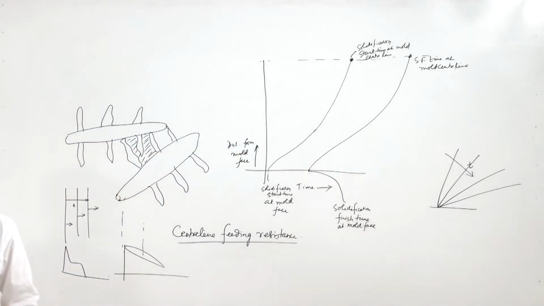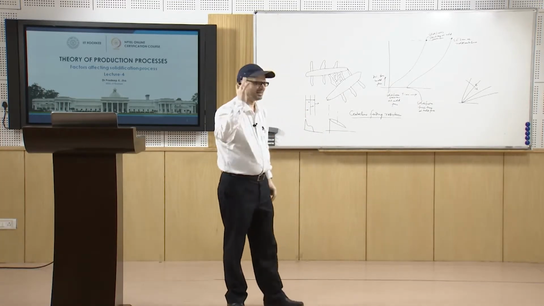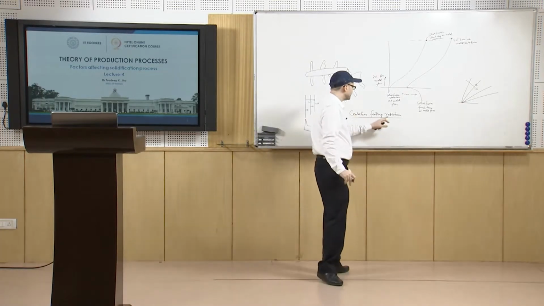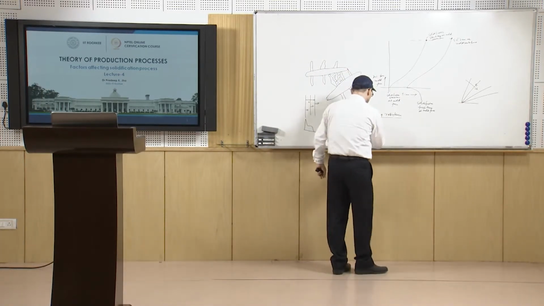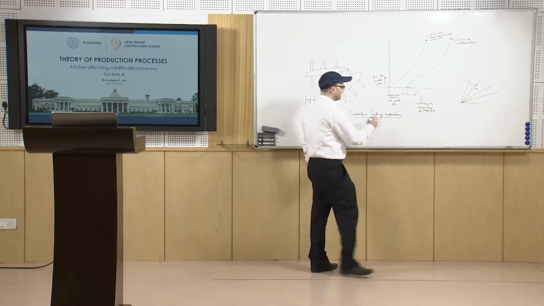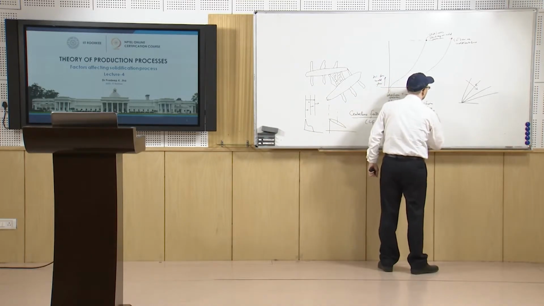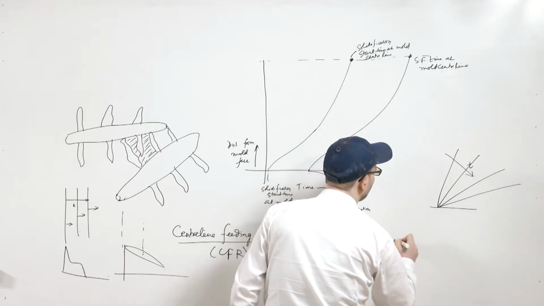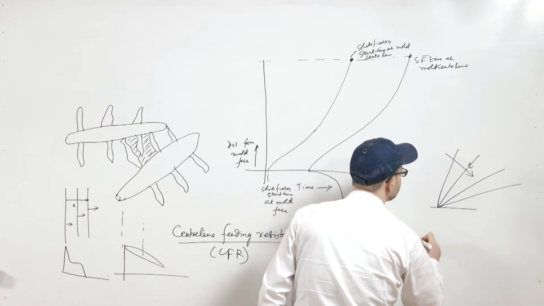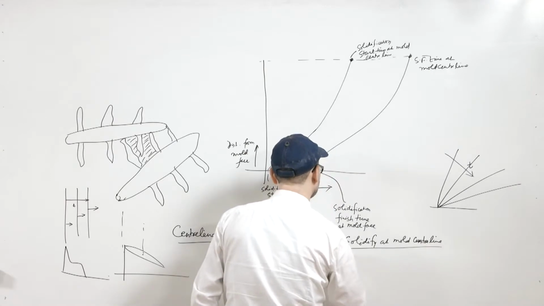Center line feeding resistance, the term itself indicates that there is resistance to be overcome in feeding at the mold center line or the casting center. This feeding resistance is also known as CFR. CFR is defined as the time to solidify at mold center line divided by the total time of solidification.